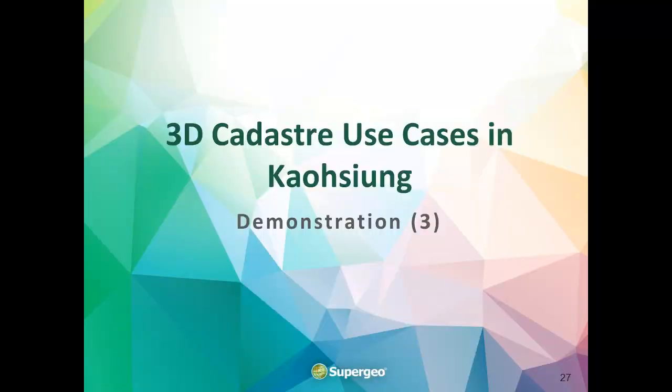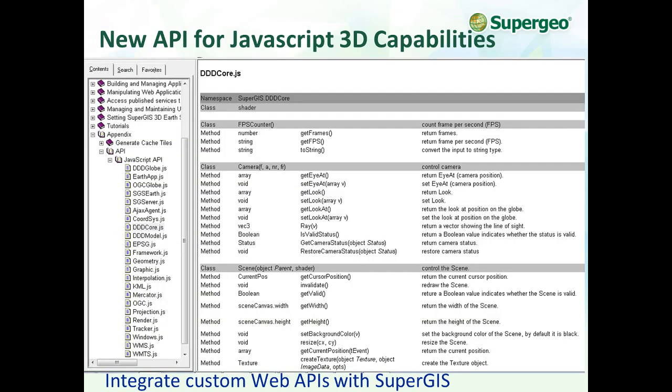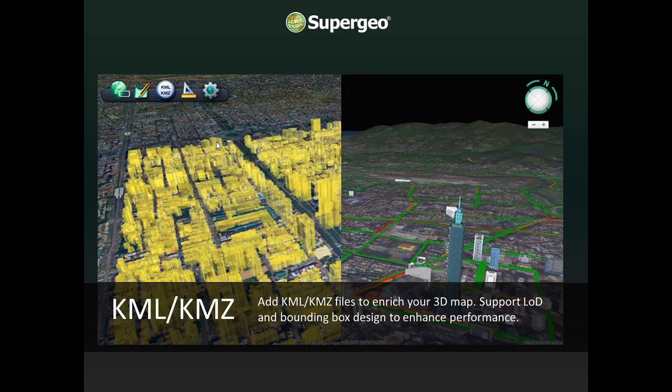So I think if you are an engineer or need to do a project, you can get more API functions and sample code from our SuperGIS 3D menu. We provide a bundle of applications for developing and some popular API functions I want to share. Okay, so for example, you can add KML, KMZ files to enrich your 3D map.